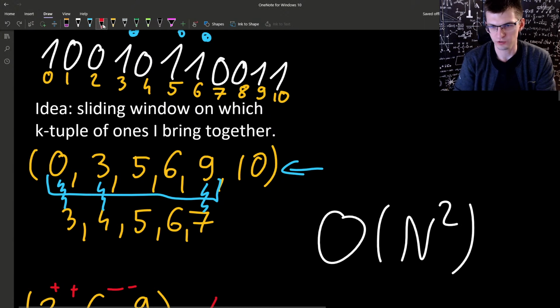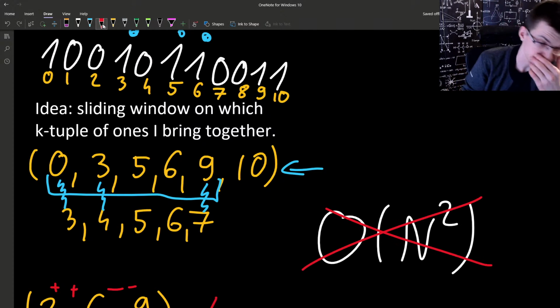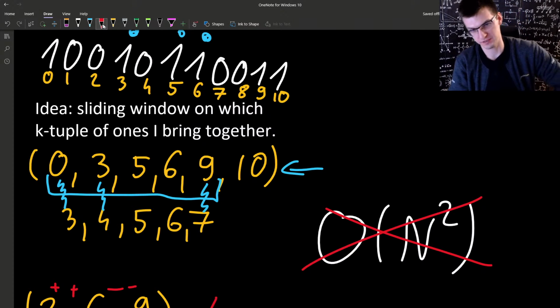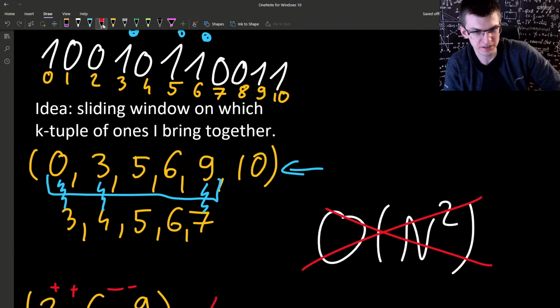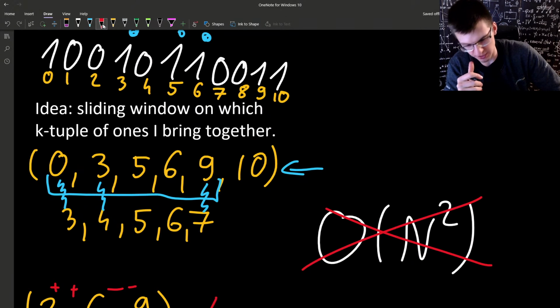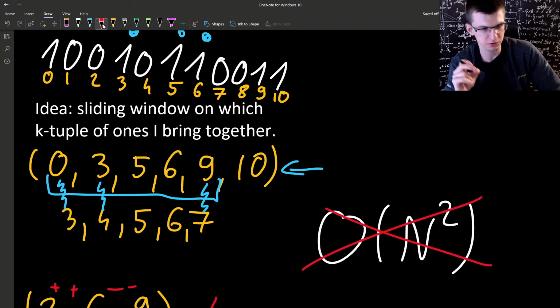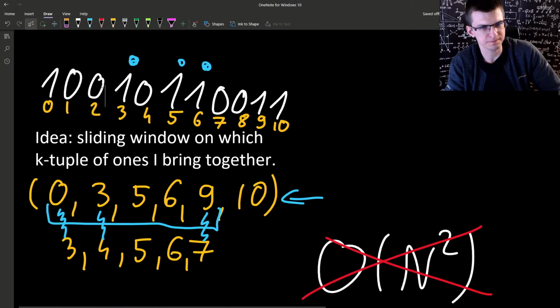So we don't want that. We can maintain some kind of prefix sums, some kind of information about this sliding window. I will get to this solution with prefix sums, but first I want to try something maybe easier. I don't know the best solution, I'm trying something here. And maybe let's try to think still about these zeros. I don't know if it's a good idea. Maybe.